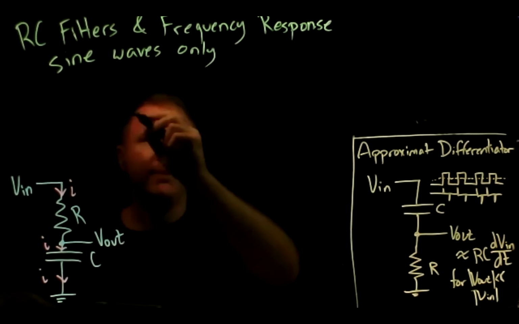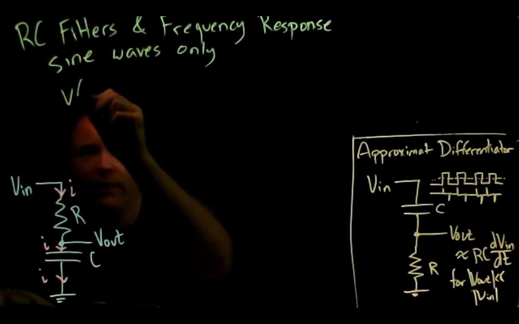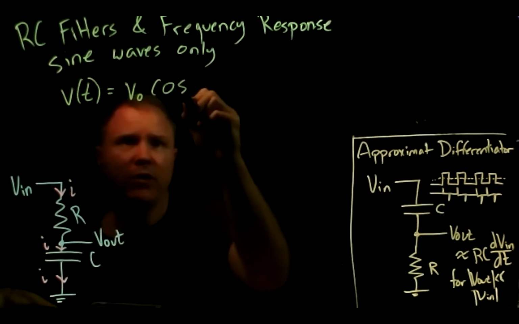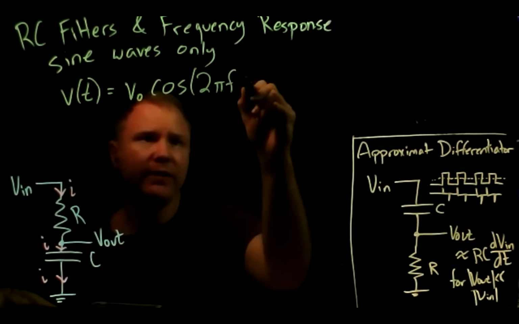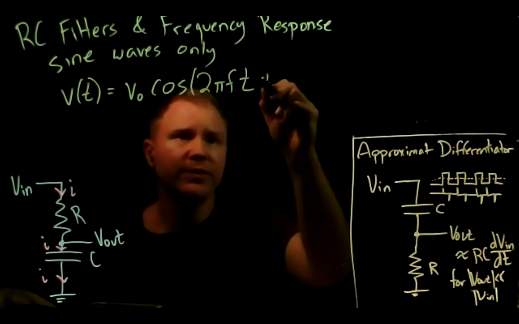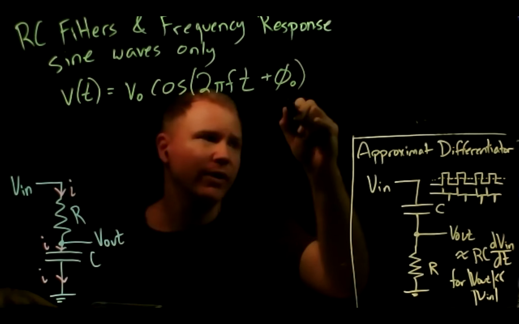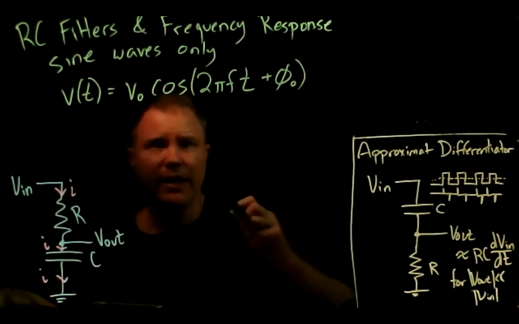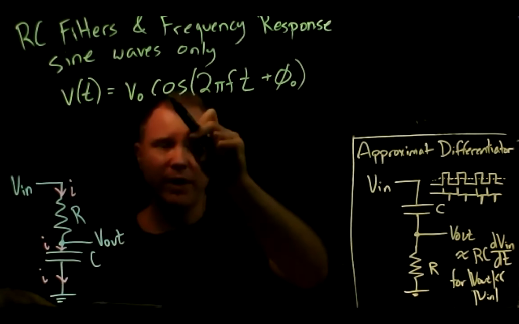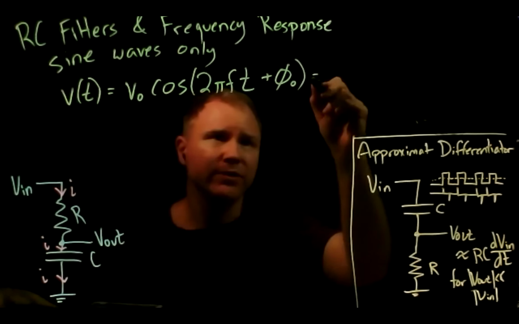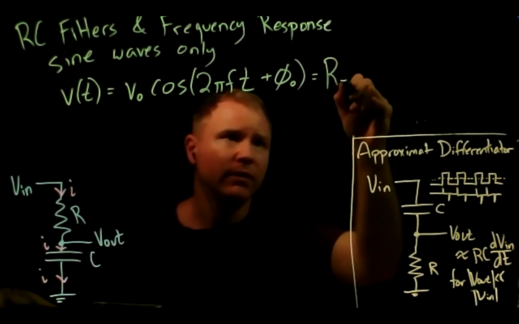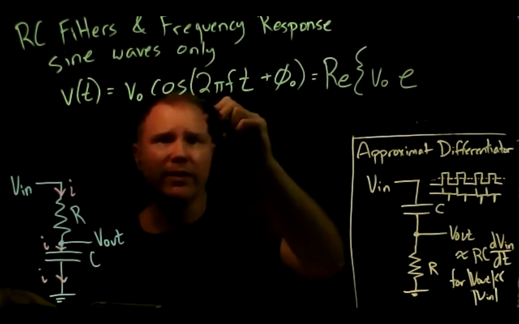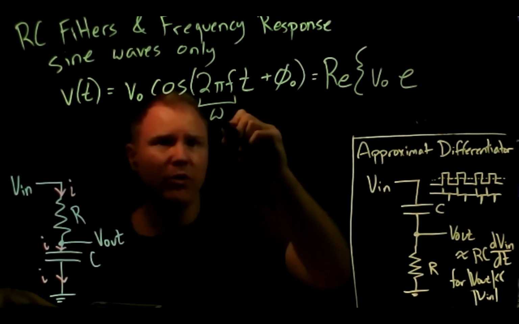And let me say that if we write a voltage as a function of time, if we write this as some V naught cosine of 2 pi times frequency times time plus some phase offset phi naught, a lot of times it's convenient to write this cosine as the real part of a complex number, V naught e. Well, before I do that, let me call 2 pi f omega.